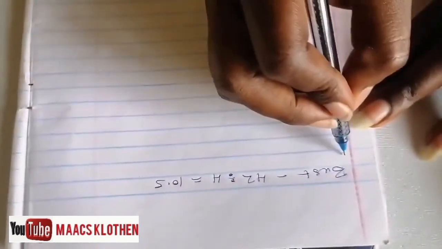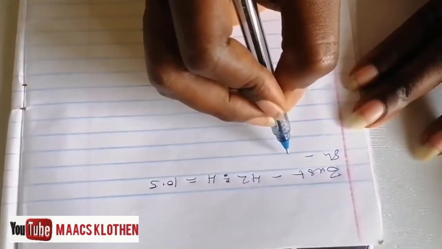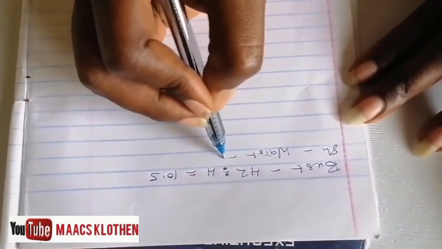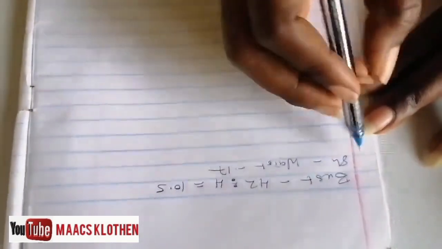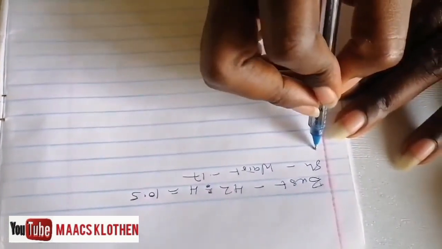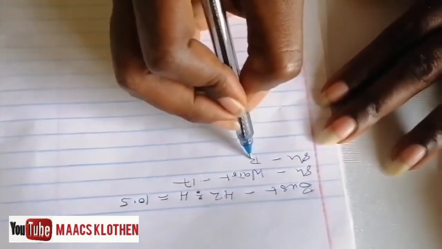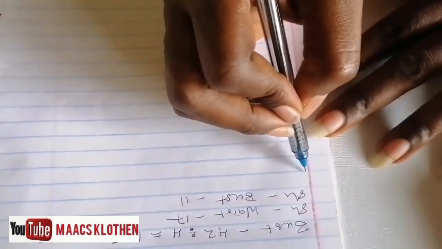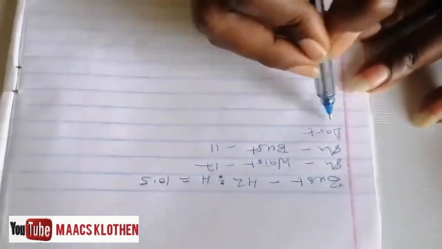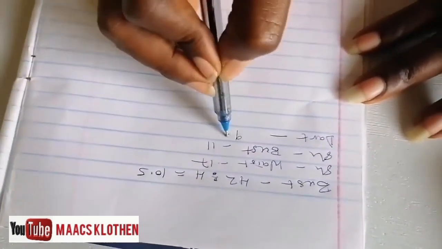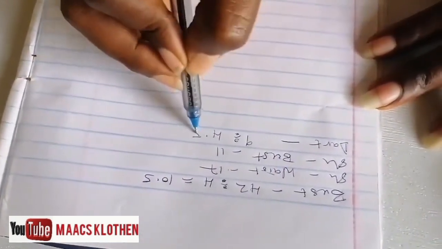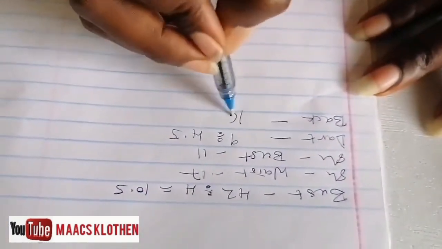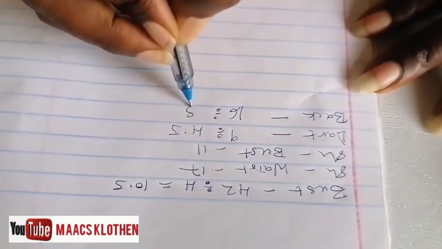Then we will need our shoulder to waist, which is 17. Then we will need shoulder to bust, which is 11. Then we will need our dart. Our dart is 9. We'll divide it into 2, making 4.5. Then we need our back measurement. Back measurement is 16. We'll divide it into 2, making 8.